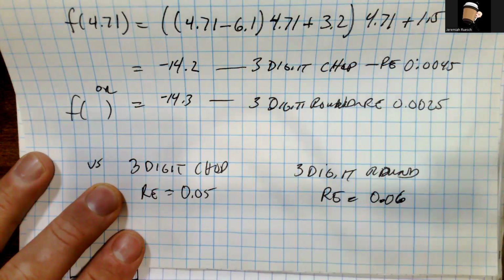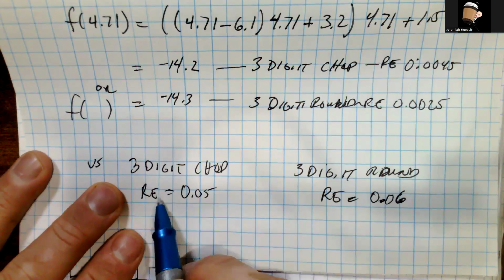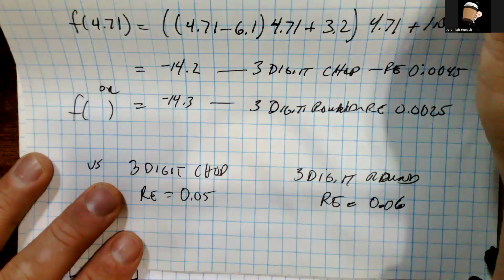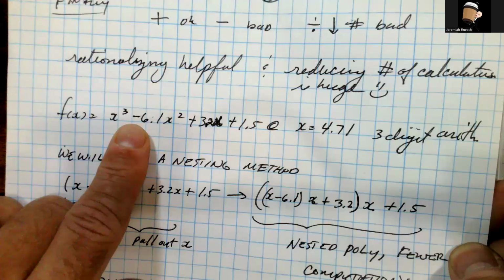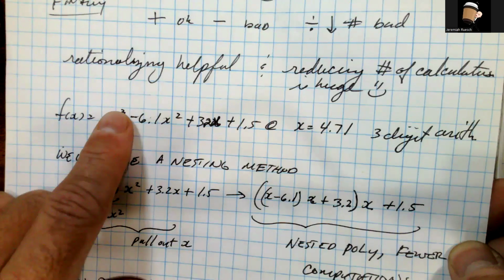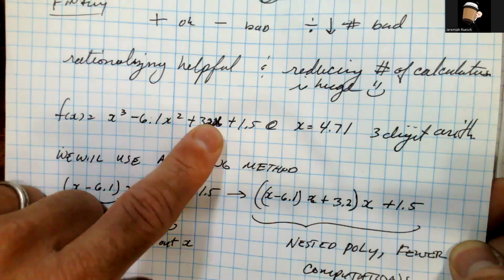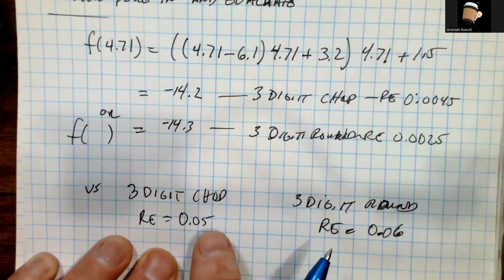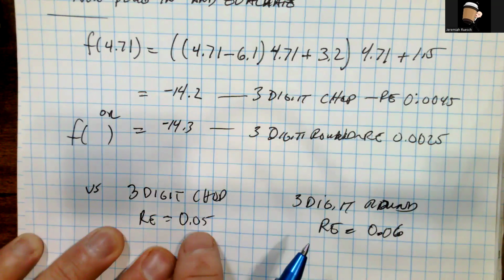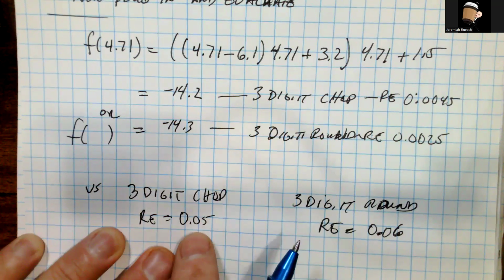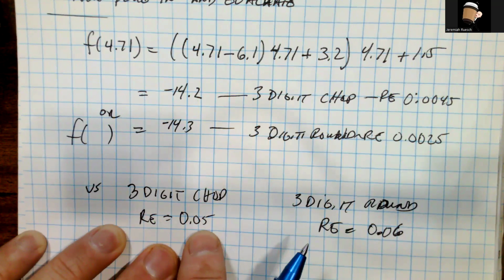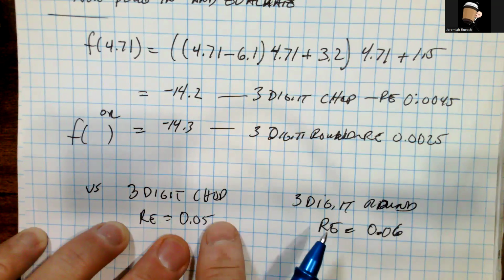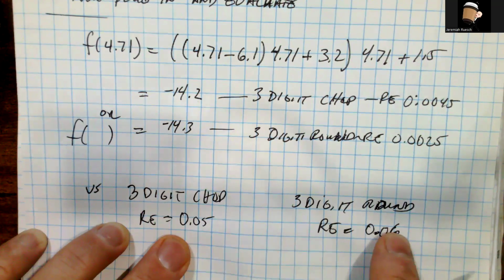So then we come back here and we look at three-digit chopping. So this is evaluating 4.71 directly into f of x here. So just plugging in for x cubed, we get 4.71 cubed, 4.71 squared, 4.71 times 3.2. Yeah, so if we do that and look at the relative error with respect to the actual value, we get an error of 0.05 and 0.06. So this is a 5% error and a 6% error. So that's pretty large.